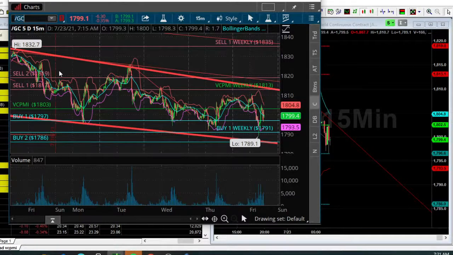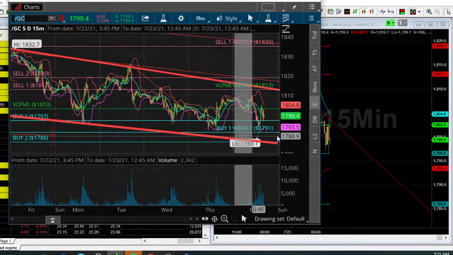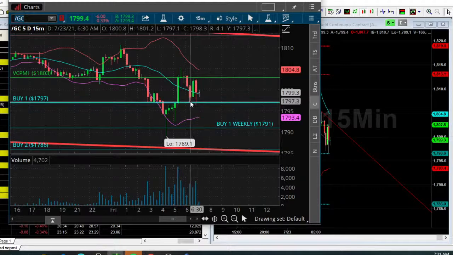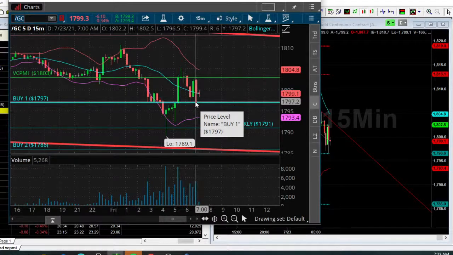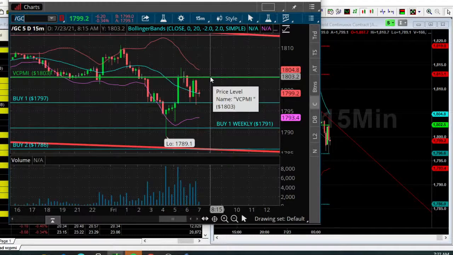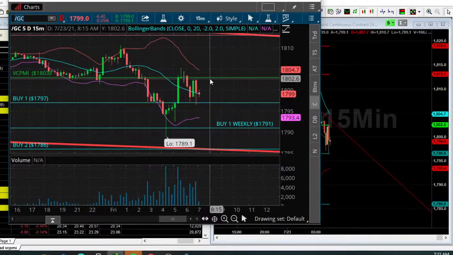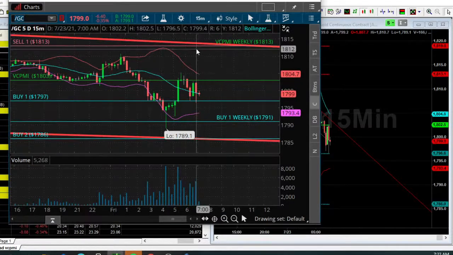Let's go back to gold here. We are reverting once again from the buy 1 level of 1797. It's in a trading range between the buy 1 and the average price of 1803. So the strategy here for gold is to buy corrections into that 1797. If you're day trading, your first target is 1803. A close above 1803 activates 1813.